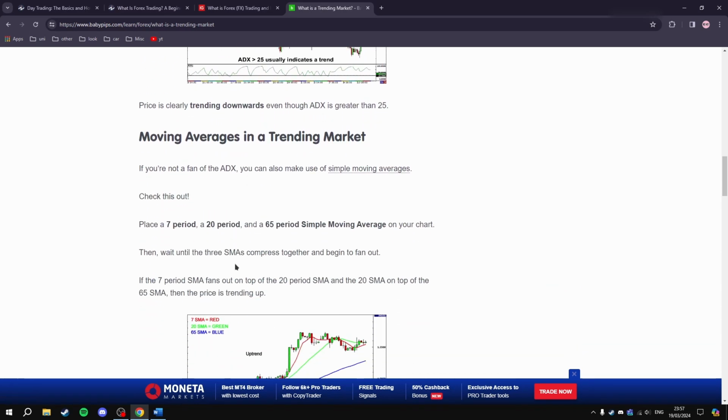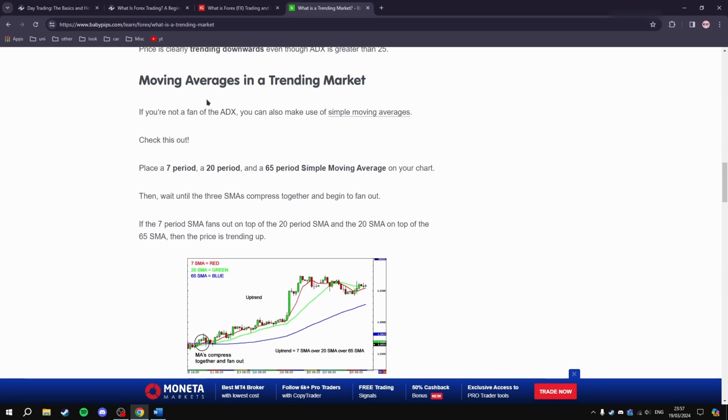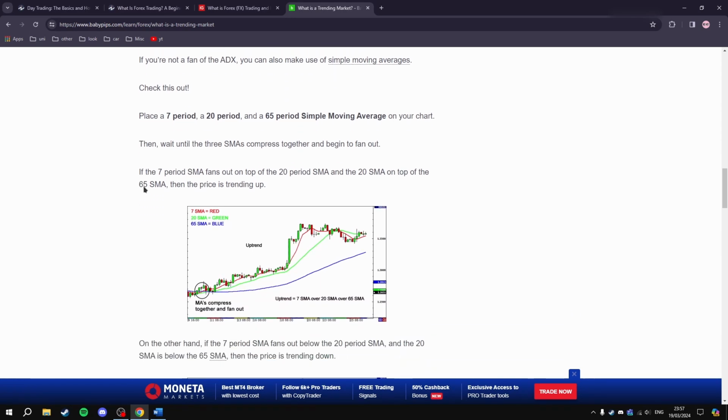Moving averages in a trending market. If you're not a fan of the ADX, you can also make use of simple moving averages. Place a 7 period, a 20 period and a 65 period simple moving average on your charts. Then wait until all three simple moving averages compress together and begin to fan out. If the 7 period simple moving average fans out on top of the 20 period, and the 20 on top of the 65, then the price is trending up.